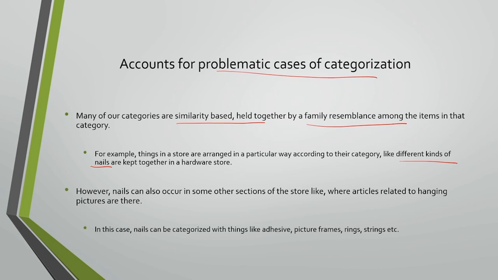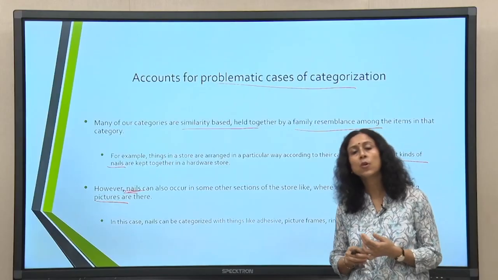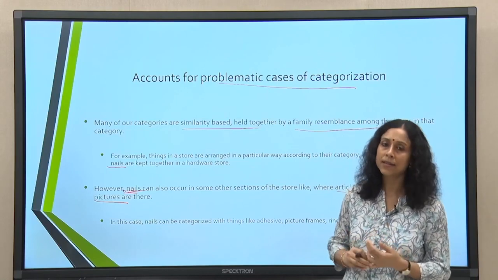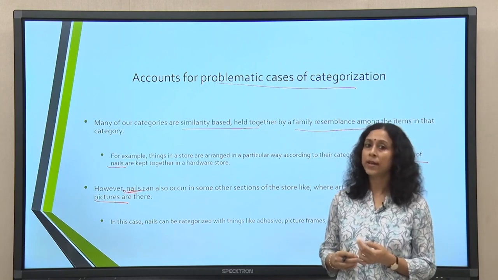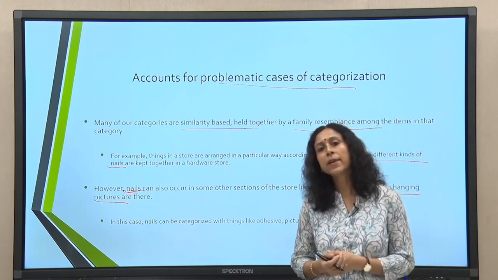So, similarity based arrangement. However, if you go to a shop that frames pictures and sells them, you will see a different organization of the same thing. In this particular case, nails can be stored with other articles related to hanging pictures. So, the nails, the various kinds of threads, the various kinds of frames and so on can be put together at the same place. Now, if you go by similarity based judgment of a category, this will not make sense. Why are we able to make sense of this?